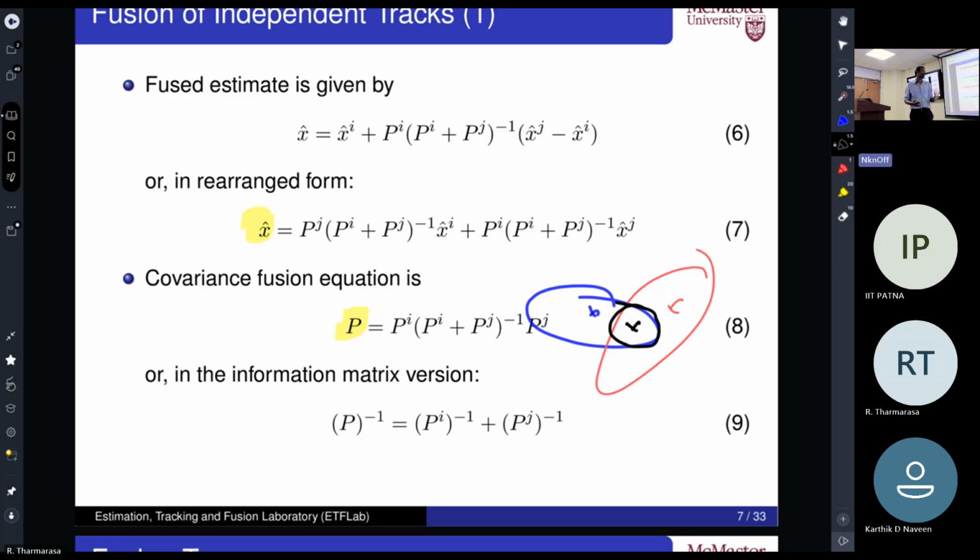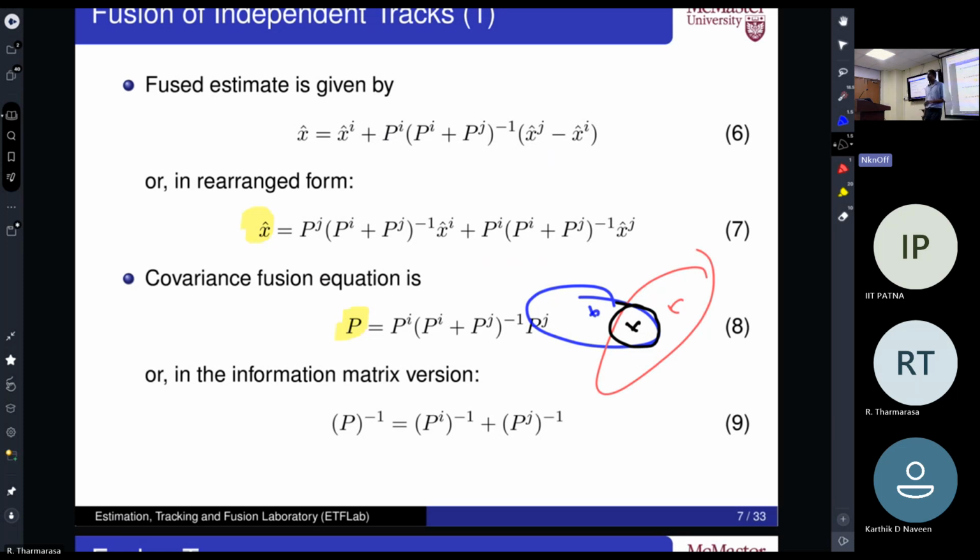Correct? Individually, that's what we want to say, because the blue one says the track is somewhere here. The red one says it's somewhere here. Both are true, so it should be in the intersection. So the black one comes somewhere here, and the covariance is small, like the area is small. That is the idea of fusion. When you fuse, you reduce the covariance to a smaller value. Okay, so how do we achieve this?